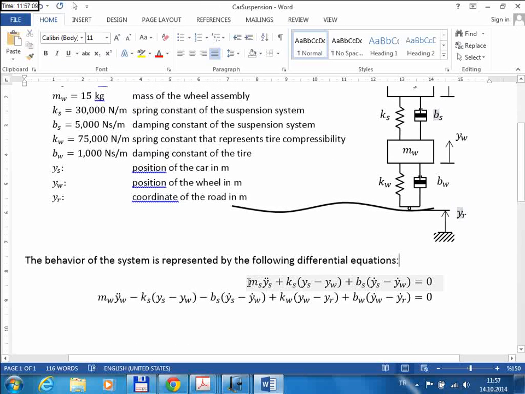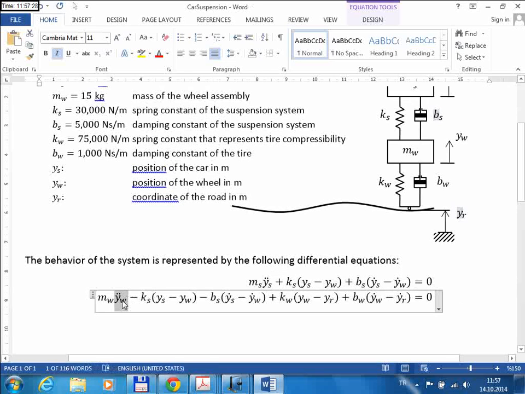The other thing is, look at these two differential equations. This is a second order differential equation on ys, because the highest order derivative is the second derivative of ys. But we also see yw here, okay? And if you look at the second equation, this is a differential equation with the highest term being yw double dot. But we also have ys here. That means these two equations are connected, so we call them coupled.